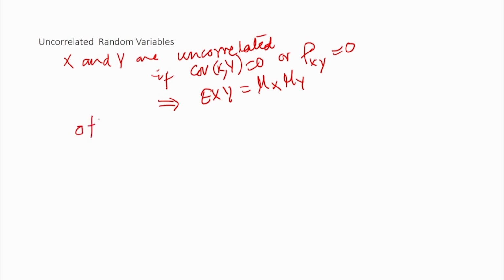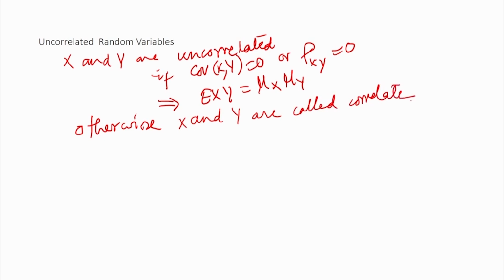Otherwise, X and Y are called correlated. So, what are correlated random variables? The covariance is not equal to 0. We will discuss this concept of correlated random variables, but we want to establish one relationship.